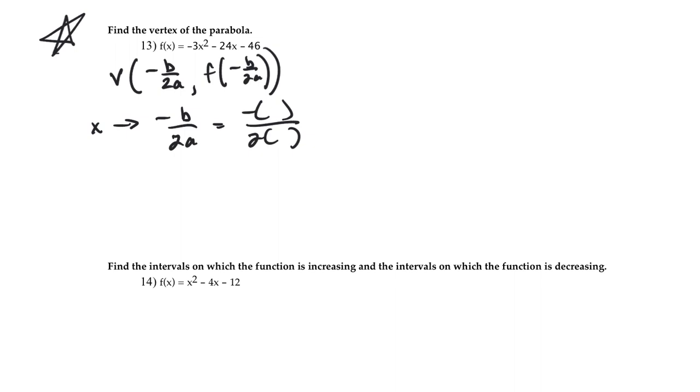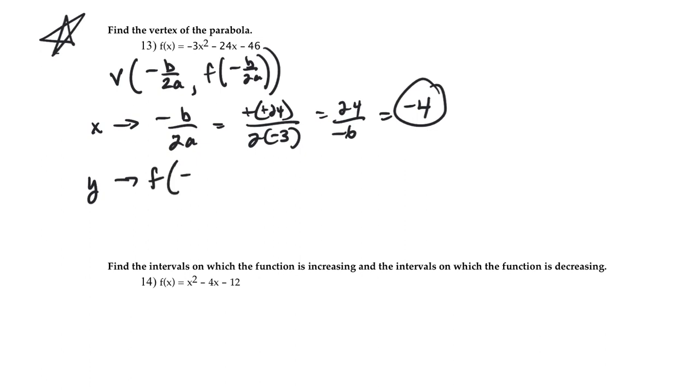So b is negative 24, and a is negative 3. So these two negatives cancel. So it'll be positive 24 over negative 6, which is just a negative 4. Now I take this negative 4 and plug it into the function. So to get the y-coordinate, I figure out what the value of the function is when I plug in a negative 4. So that's negative 3 times negative 4 squared minus 24 times negative 4 minus 46.